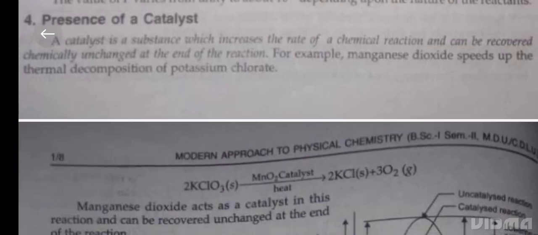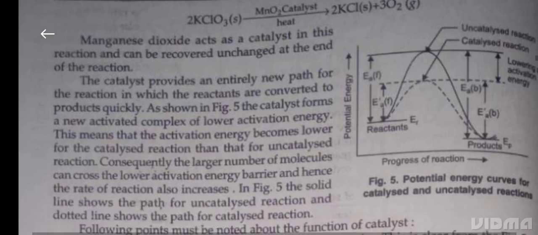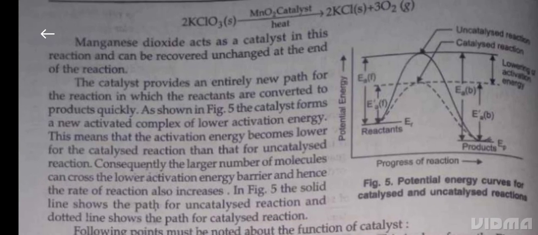Presence of a catalyst. A catalyst is a substance which increases the rate of a chemical reaction and can be recovered chemically unchanged at the end of the reaction. For example, manganese dioxide speeds up the thermal decomposition of potassium chlorate. Manganese dioxide acts as a catalyst in this reaction and can be recovered unchanged at the end of the reaction.